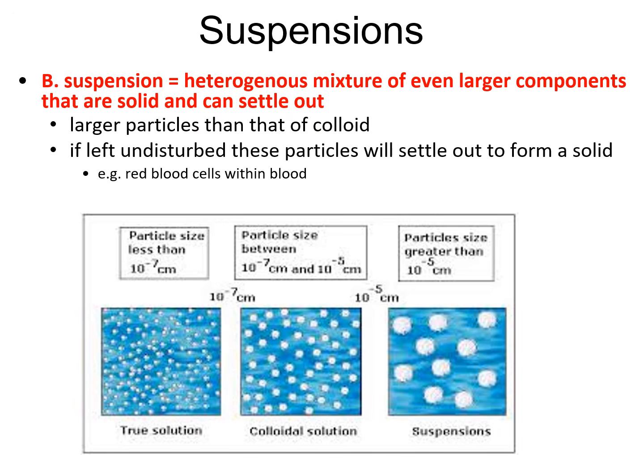The suspension is a heterogeneous mixture made up of even larger components. These components are solid and they are big enough and heavy enough so that they can settle out because of gravity. So the colloid has larger particles than solutions, and the suspension has larger particles than colloids. If left undisturbed, these large solid particles found in a suspension will settle out because of gravity to form a solid. A great example of that is the red blood cells you find suspended within blood. Without something physically propelling them or keeping them suspended, they will settle out because of gravity.